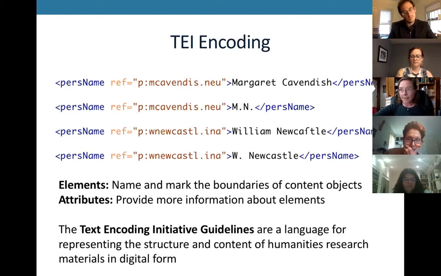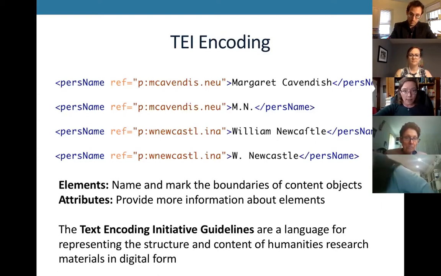We use the Text Encoding Initiative markup language to create digital models of humanities documents. The essential activity of encoding is naming and marking the boundaries of textual features. We use what are called elements to say things like, this is the name of a person, and it starts here and it ends here. So you're looking now at a few persName elements, each of which has a start tag and an end tag, that's the text in blue. And these elements then have contents, which is in this case various versions of Margaret and William Cavendish's names.